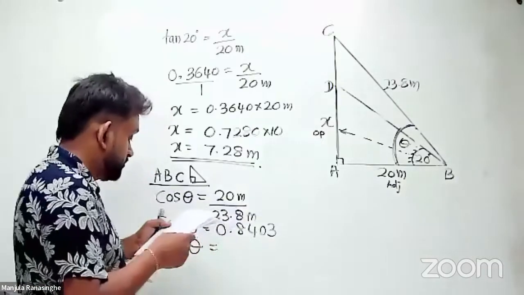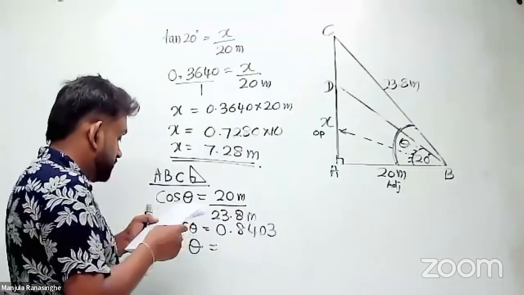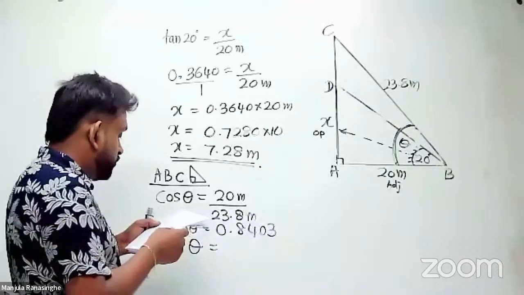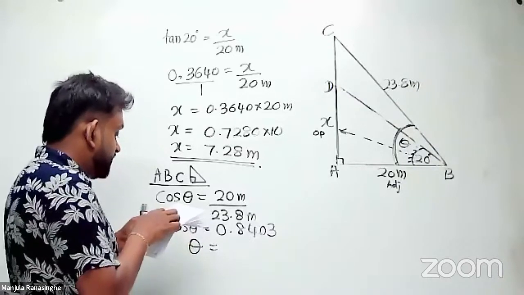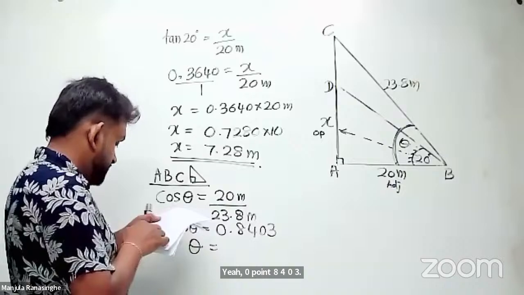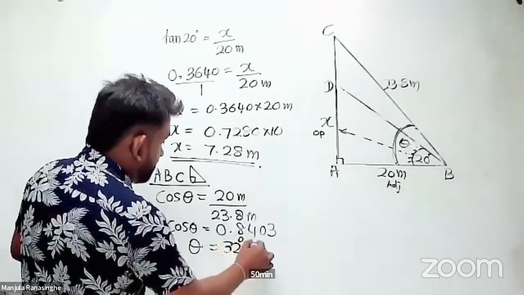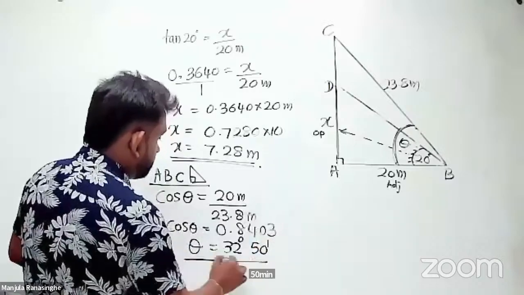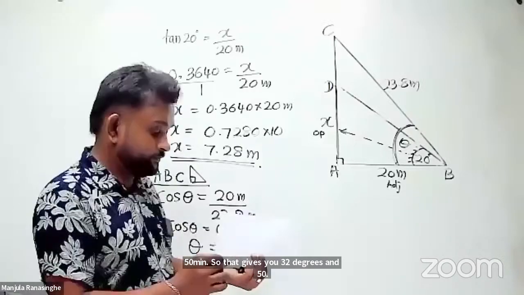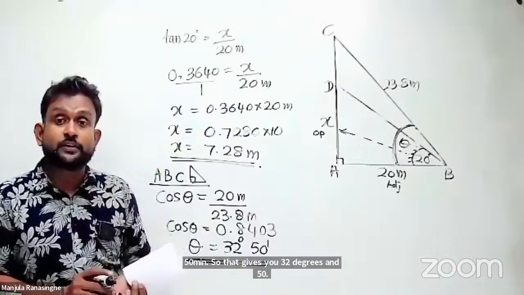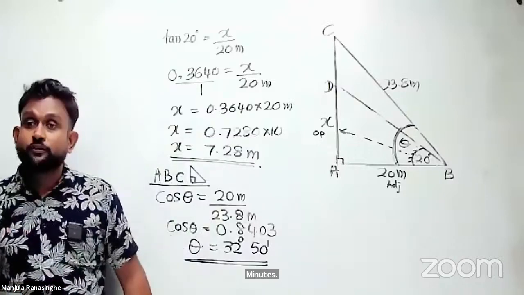0.8403, that gives you 32 degrees and 50 minutes. Okay, then that angle is found.